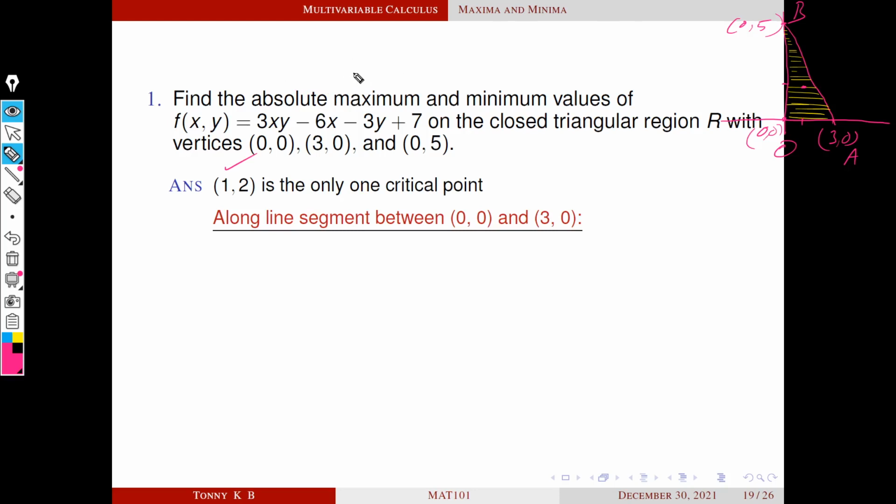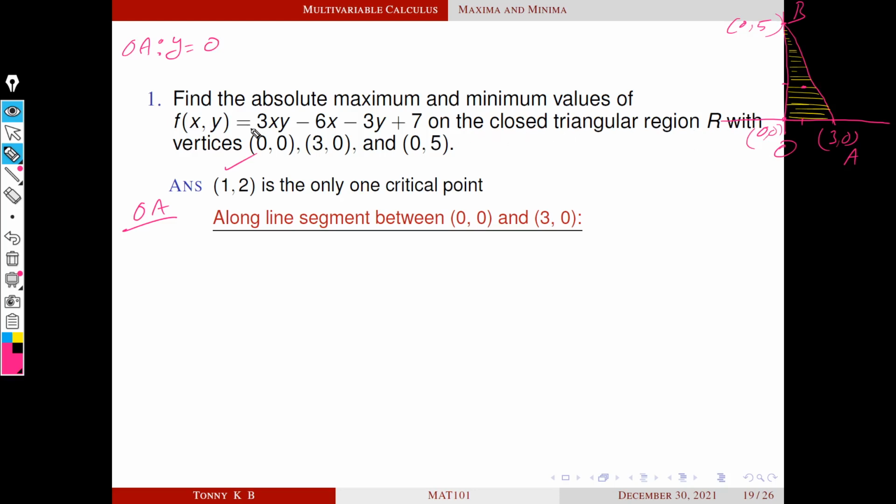Then step 2. We have to find the possible extreme points from the boundary. First we consider this boundary, the line segment between (0,0) and (3,0). That is our OA. And what is the nature of our surface, that is, our function on this line segment OA? First, what is the equation of OA? Along this line segment OA, the equation is y = 0, because this is our x-axis.